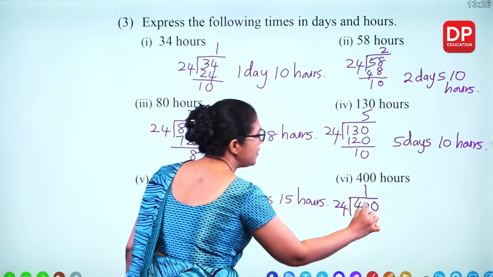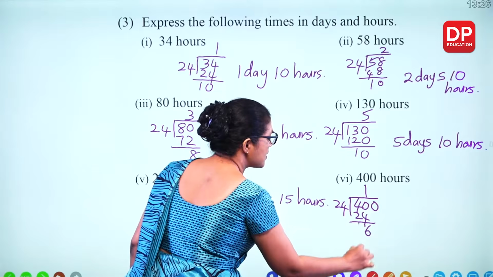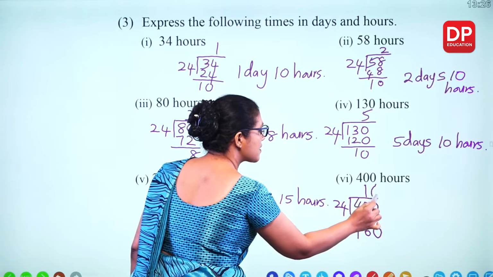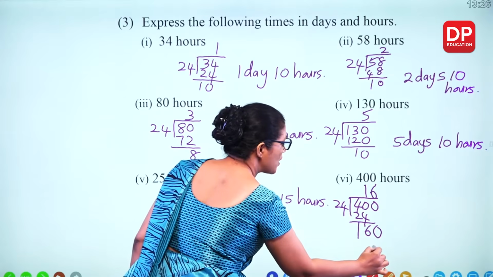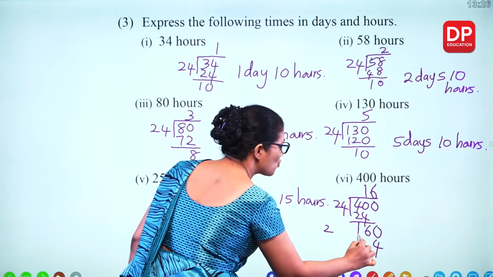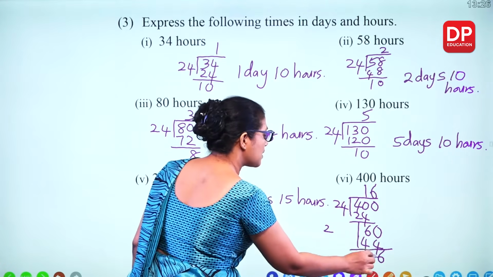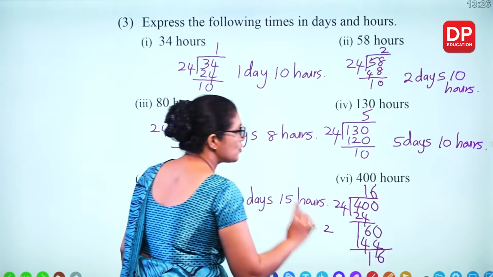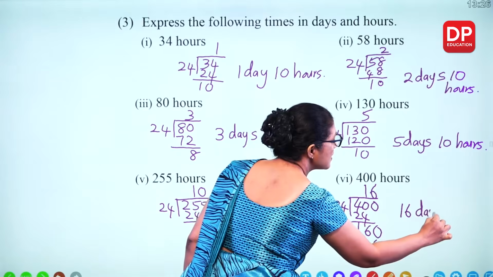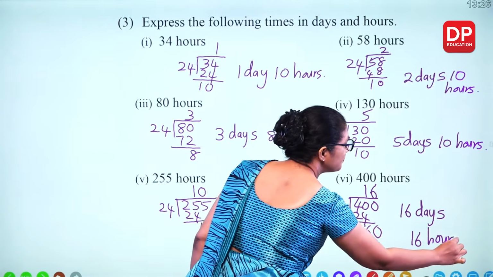400. So 400 divided by 24. You get 1 and the remaining part here 16. 460. We'll try 6 and see. 6 times 4, 24. 2 remaining. 6 times 2, 12 plus 2, 14. So you get 6 there. And here 1. So what's the answer? 16 days and 16 hours.